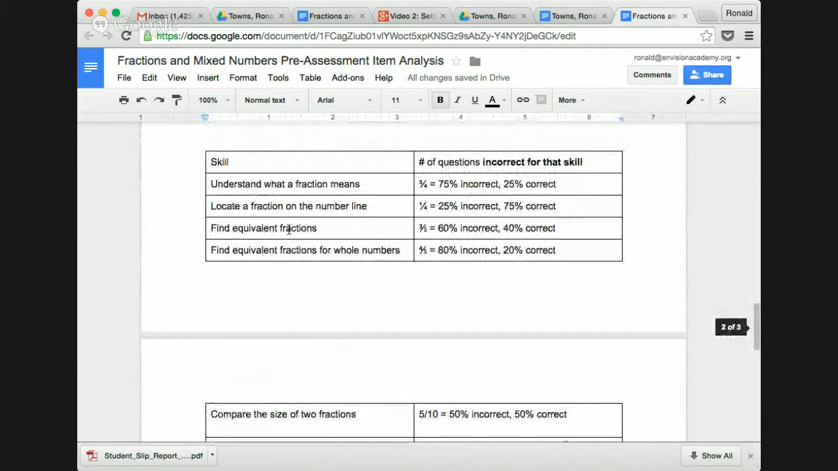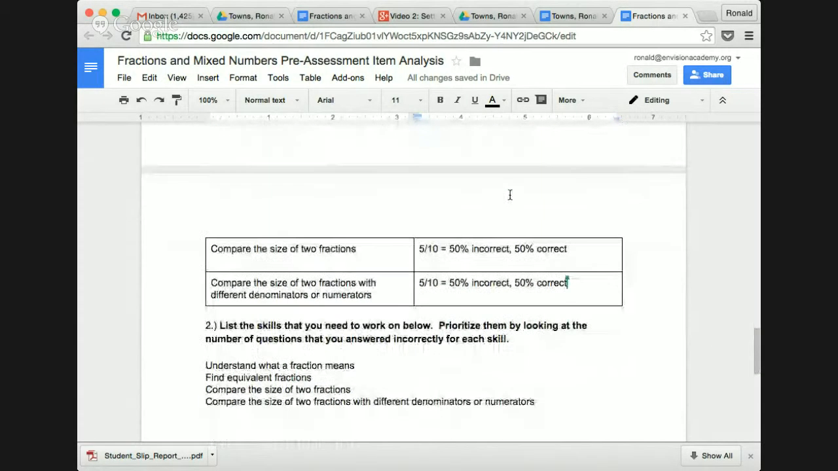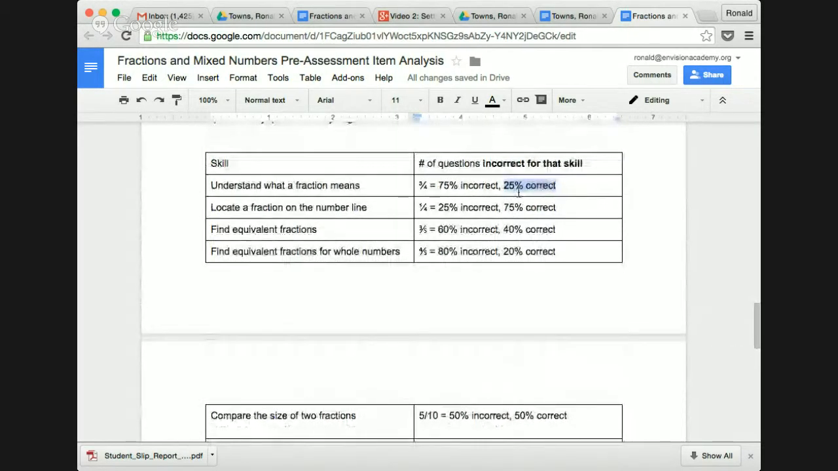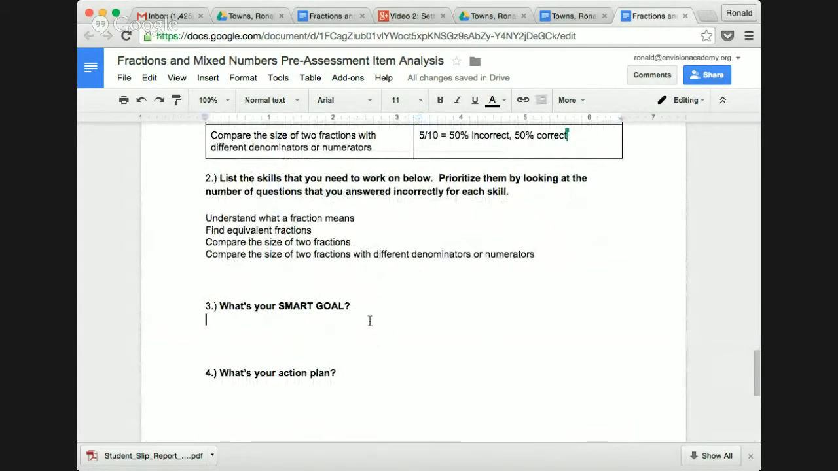Right now, where it says understand what a fraction means, you have 25% correct. So by next week, Friday, which is September 4th, what percentage do I think is realistic for me to have? Let's think about this. Is it realistic for me to go from 25% to 100% in 2 weeks? Probably not. But it is realistic for me to go from 25% to maybe 60% or 70%.